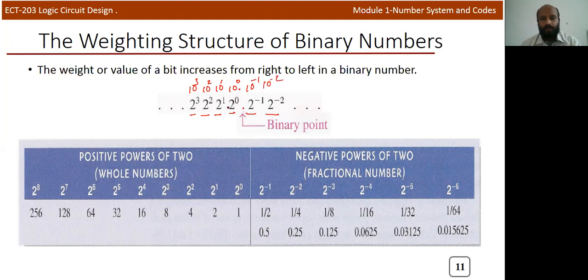When you do the problems, you should know these values. If you know them well, you can very easily convert binary numbers into decimal. So 2 raised to 0 is 1, 2 raised to 1 is 2, 2 squared is 4, 2 raised to 3 is 8, 2 raised to 4 is 16, 2 raised to 5 is 32, 2 raised to 6 is 64, 2 raised to 7 is 128, 2 raised to 8 is 256. You should remember all these values.